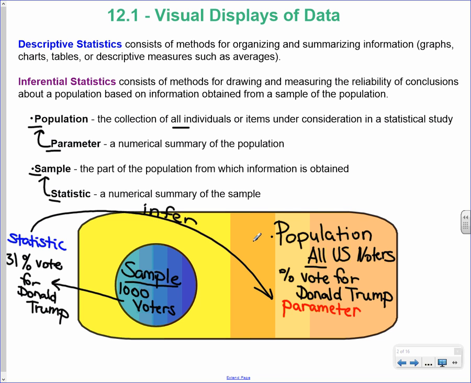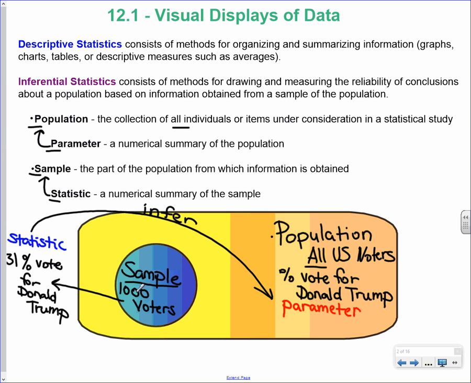We don't want to sample just women. We want our sample to look just like the population, but just be smaller. So we want a good mix of ages, races, genders, states, etc. We want a good mix in our sample so it represents our population well. So we're going to take this sample of 1,000 voters.